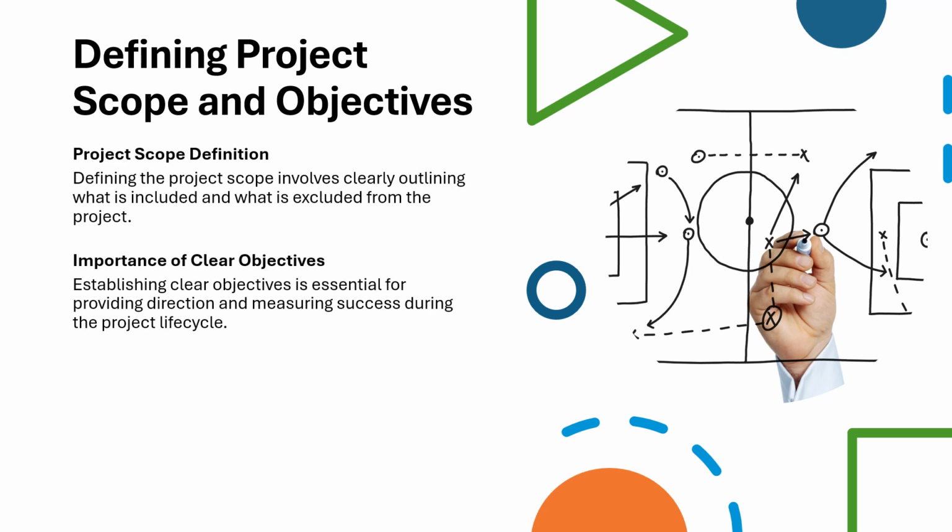Defining the project scope involves outlining what is included and excluded in the project. Clear objectives provide direction and help measure success throughout the project lifecycle.